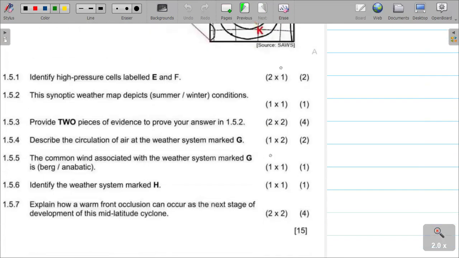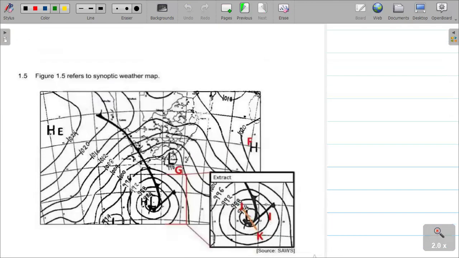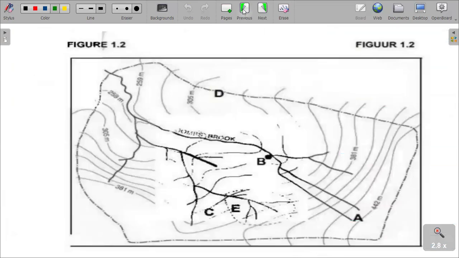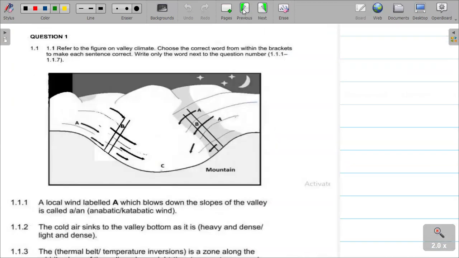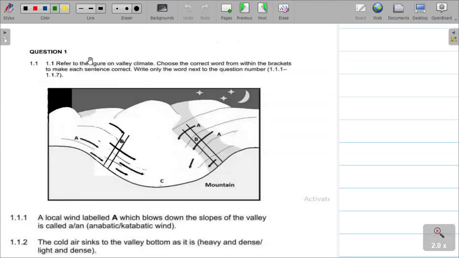So without wasting any time, I want us to go through our paper and then we can understand and discuss in detail everything that is contained here. Now we are given our first question, which has to do with slope aspect. We have to answer the first one, which says refer to the figure on valley climate. I'm sure this has been given before.